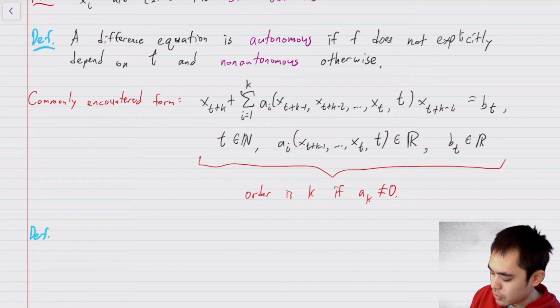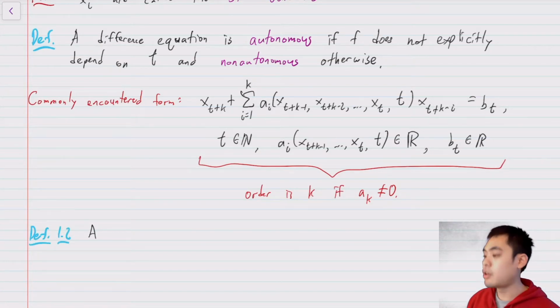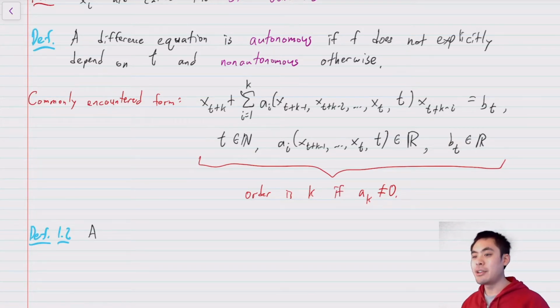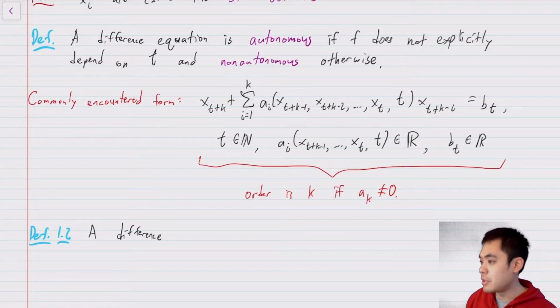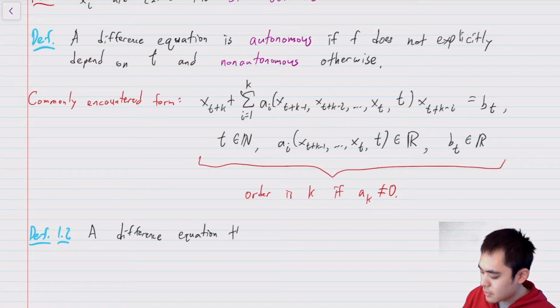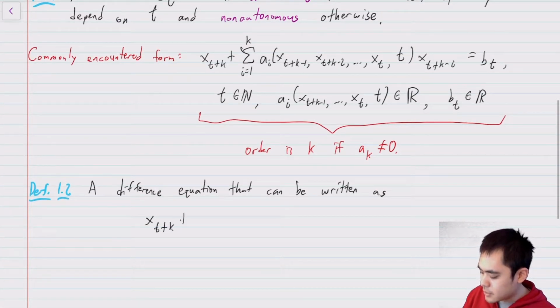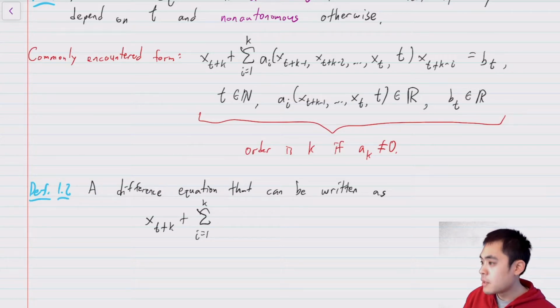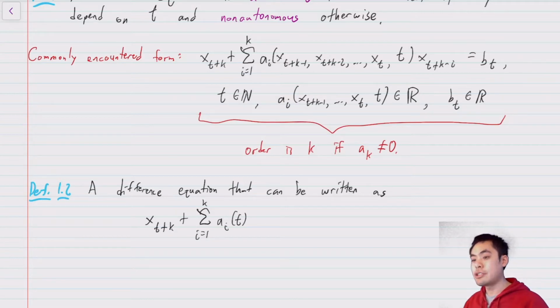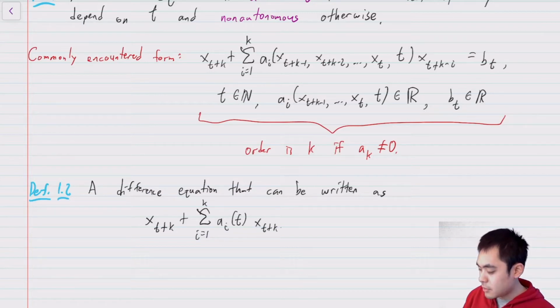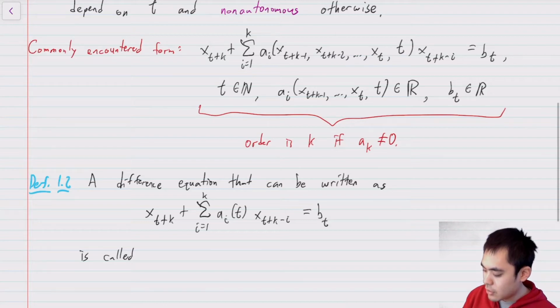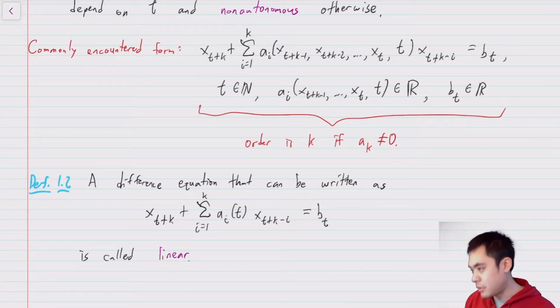Okay, so let's see, definition 1.2. There are particular subclasses of difference equations. We care especially about linear difference equations, and we'll be focusing on those mostly in the first chapter or two of this course before we move on to nonlinear difference equations. So a difference equation is called linear if it can be written in a special form, that can be written as x sub t plus k plus the summation from i equals 1 to k of a sub i, where each of our a sub i functions is only a function of t, times x sub t plus k minus i, is equal to b sub t. So this is now called linear. Otherwise it's nonlinear.